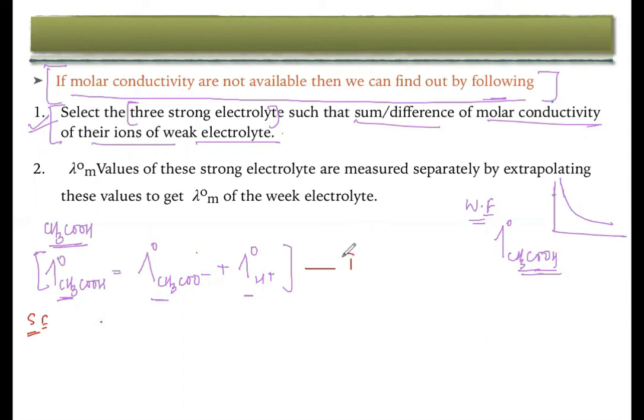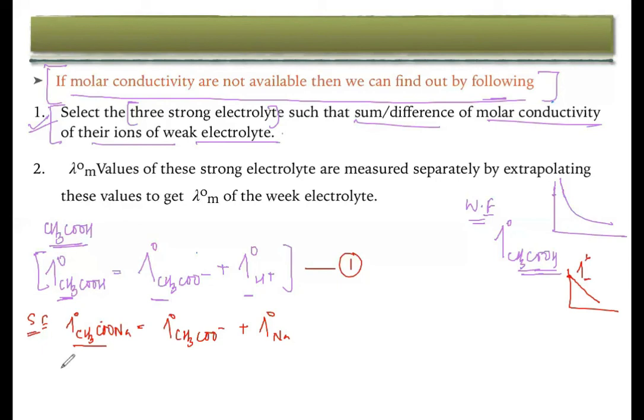Consider this as equation 1. A strong electrolyte example is sodium acetate, CH3COONa. This will give lambda CH3COO minus plus lambda Na plus. As this is a strong electrolyte, we can find it at infinite dilution, because we have already seen that this graph is going to cut the y-axis. Whenever it cuts, that point is known as infinite dilution.